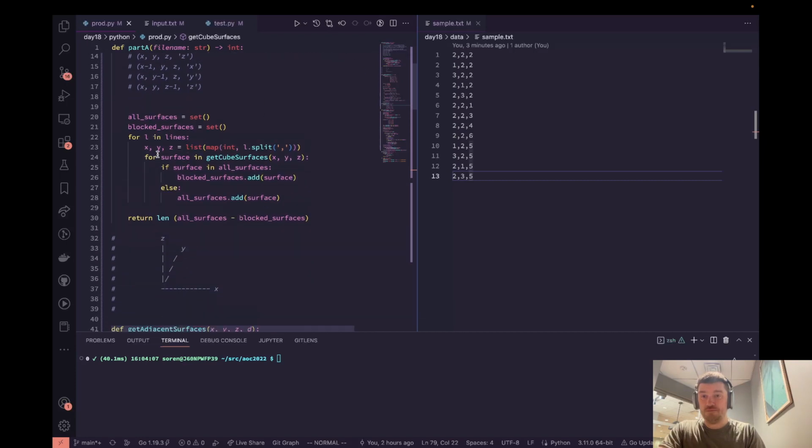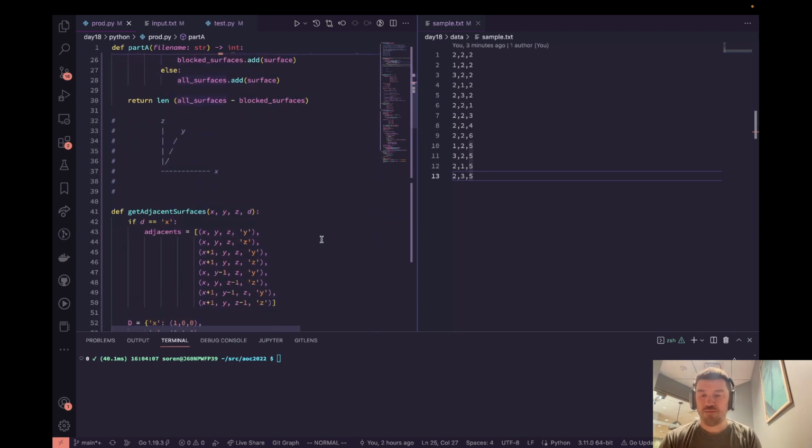So we get all the surfaces here. If we have already seen one, that means it is blocked, and we add it to blocked surfaces. If not, we add it to all surfaces, and we just keep going through, and that's really it. Then we just take the length of all surfaces minus blocked surfaces, which are set operations. So every element that is in blocked surfaces gets removed from all surfaces, and the end result is all the surfaces that aren't blocked, and that was it.